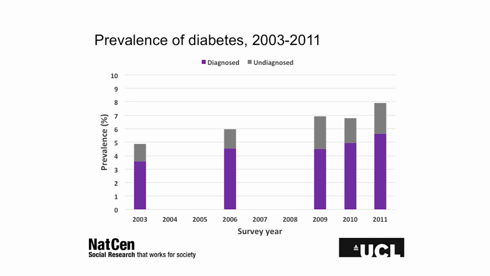We knew that levels of reported diabetes were increasing, but nobody knew if this was because diabetes is becoming more common, which is likely given the increase in obesity, or if more of the cases were being diagnosed. We showed that both are true: both diagnosed diabetes, shown in purple, and undiagnosed diabetes, in grey, have increased.